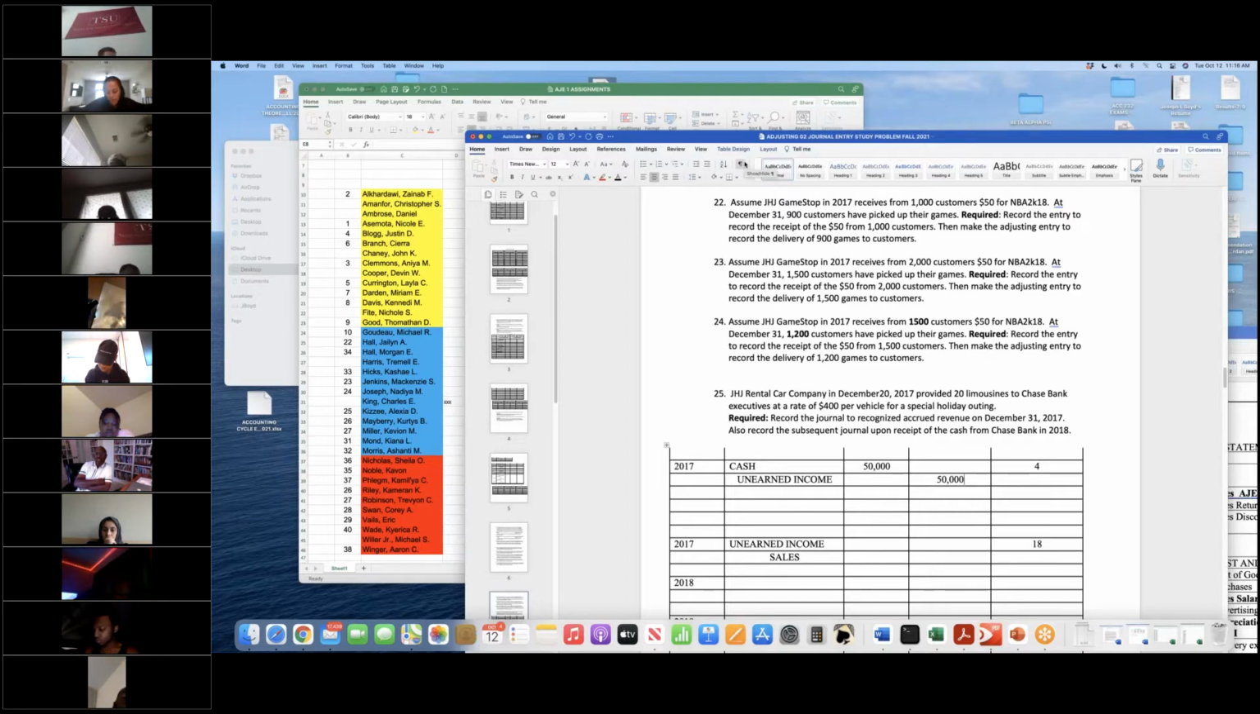And then the adjusting entry is made once 900 people pick it up. So you would debit unearned income for 45,000, so 900 times 50. And then you'd credit sales for 45,000 as well. And it's a type 20 for the adjusting entry. Yeah, but I still have the old transaction types, not the updated one, so I don't know if it's different.